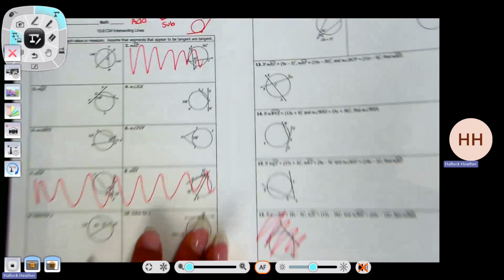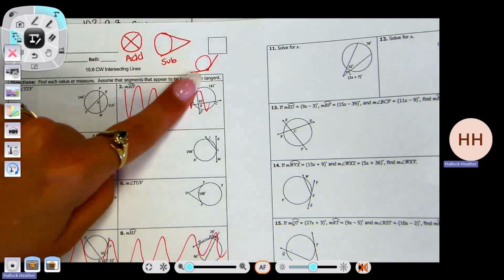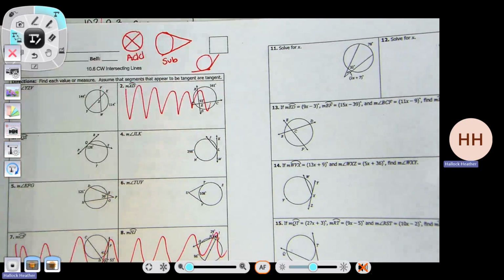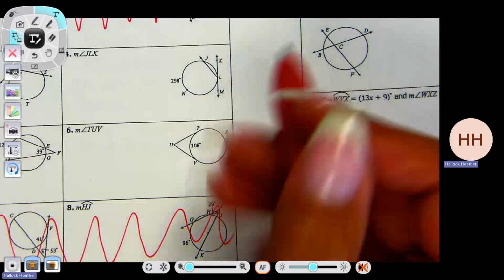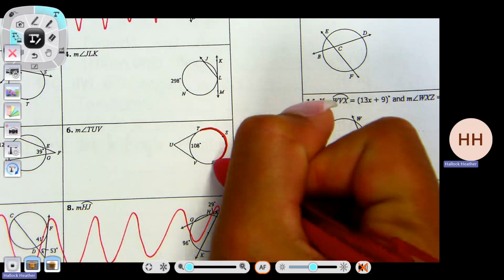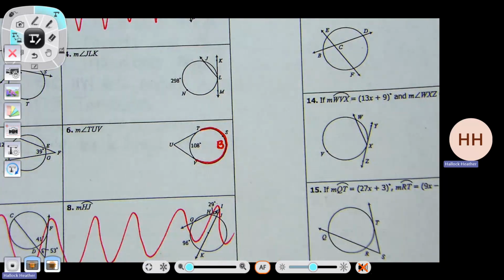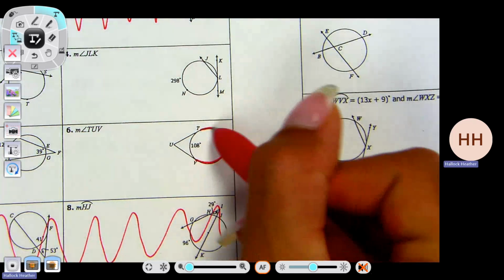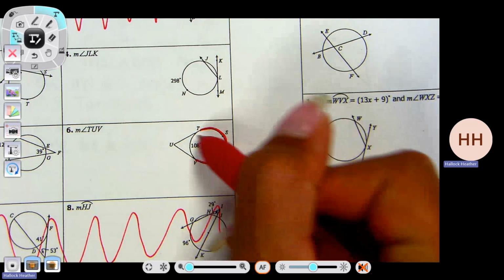So let's start with 6. Which one does it look like: the addition, the subtraction, or just the division? Subtraction, because it's got a little nose. So this one we're doing big arc minus small arc, divided by 2, equals the angle. First thing I need to do is find the big arc because there's nothing out there. A circle makes 360. So if this is 108, how much is the big arc if it makes 360?